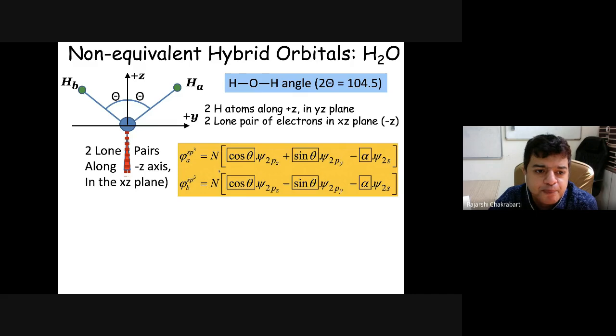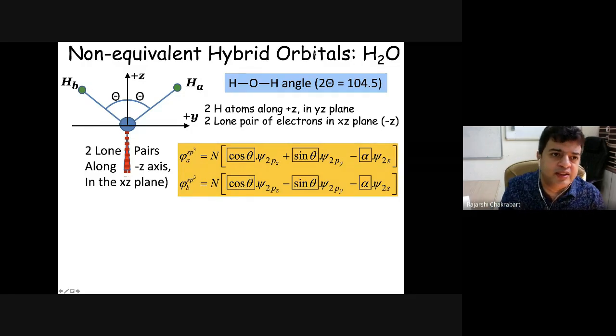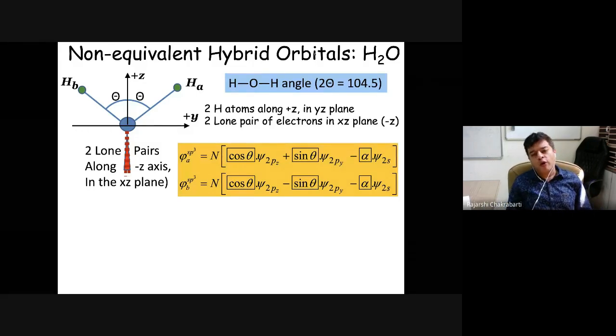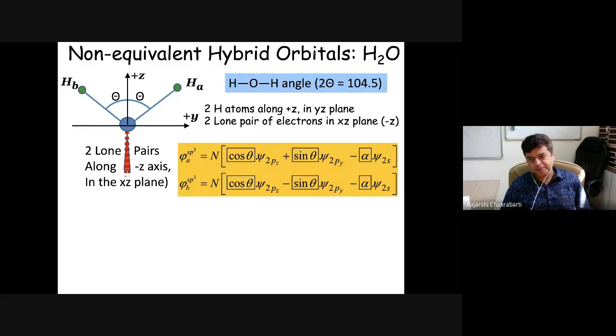So now, if I ask you to write down the wave function, not the wave function, the hybrid orbitals. So let us first consider this hybrid orbital and these hybrid orbitals. Now you can see the title of this slide is non-equivalent hybrid orbitals. It's obvious, no? Because you have bond pairs and lone pairs. They are not equivalent, isn't it? We'll see. That's why the title, the non-equivalent hybrid orbitals.